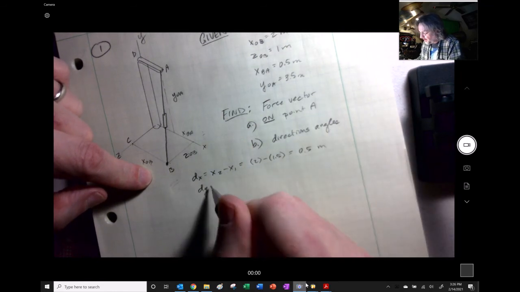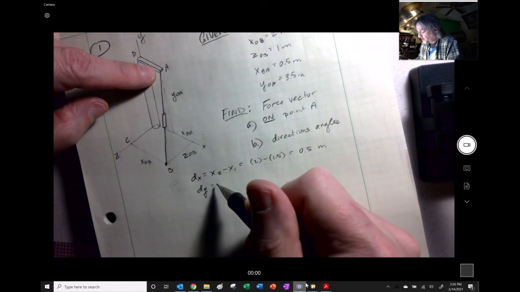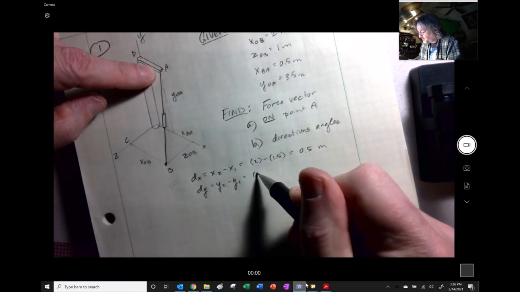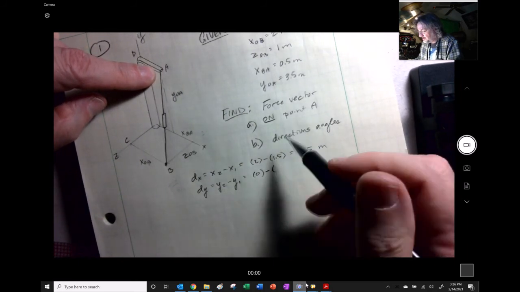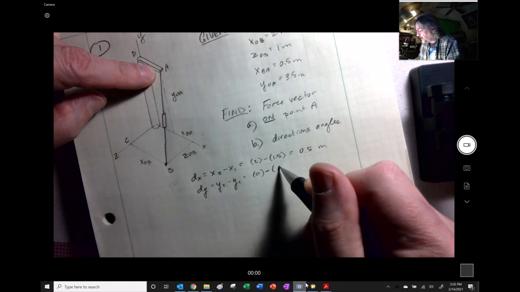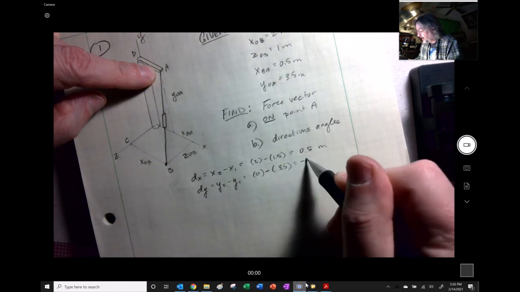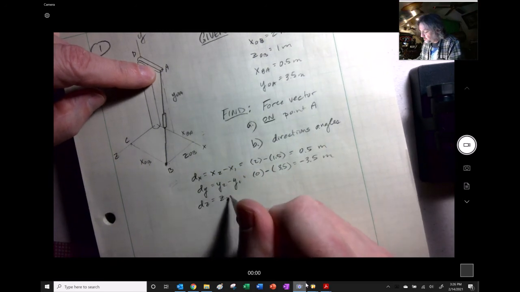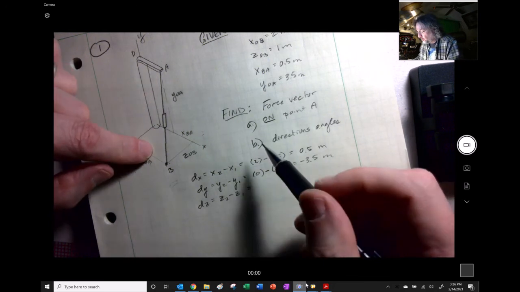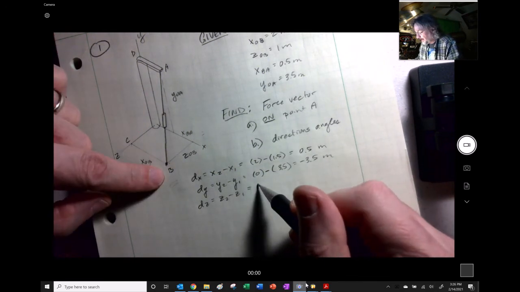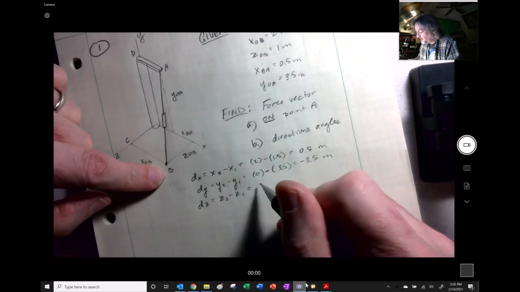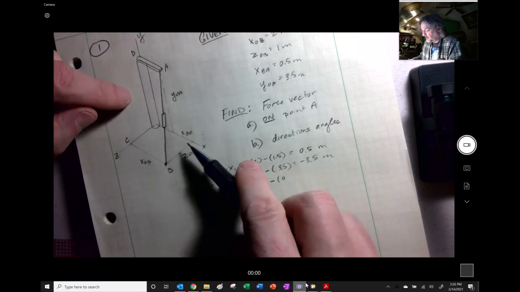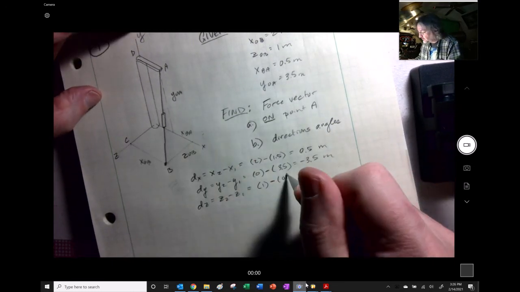And then dy, we're going to go from y2 minus y1, which is 0 minus 3.5, so we get negative 3.5 meters. And then for dz, we take z2 minus z1. We end up at 1 meter and we start off at 0 meters along this, so we end up with 1.